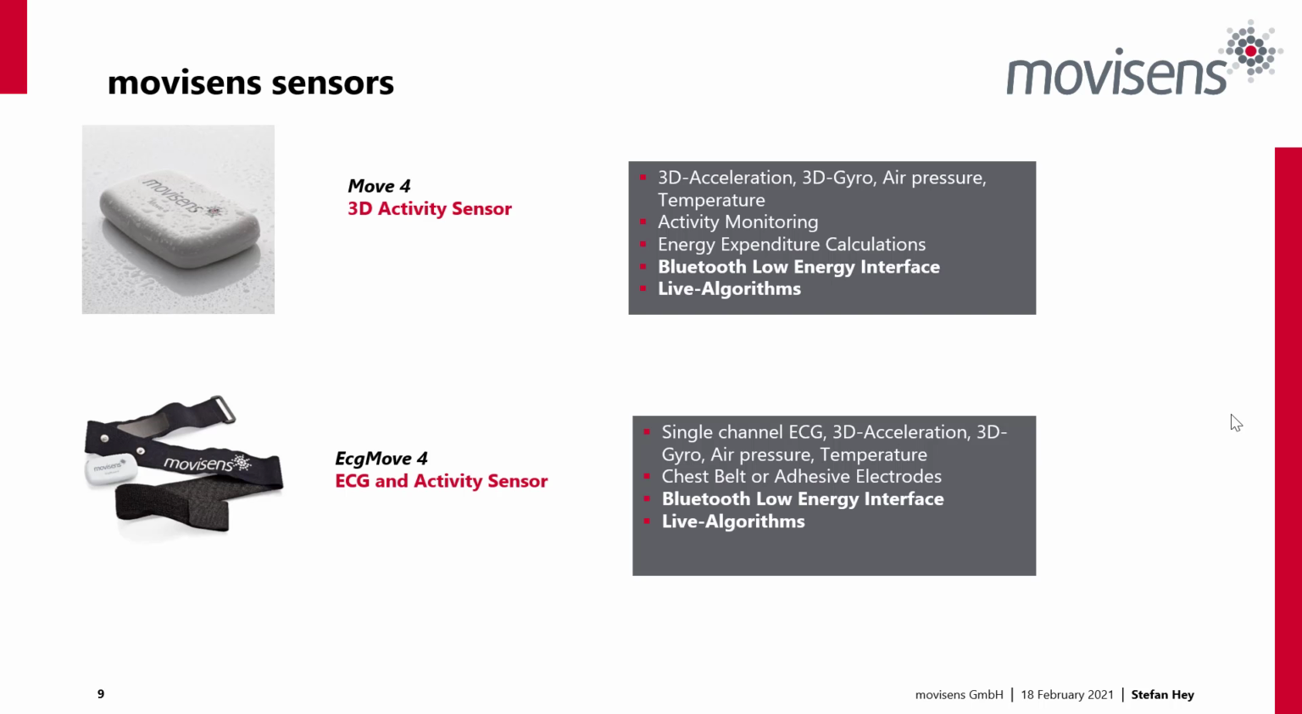So the MOV4, the 3D accelerometer activity sensor, forms the core of all of our sensor range. All of the capabilities of the MOV4 are present within all of the other sensors. Hence, the MOV4 is always within the name of the sensor. So there's 3D accelerometer, 3D gyroscope, air pressure, proximal temperature. So not actually body temperature, but proximal temperature.